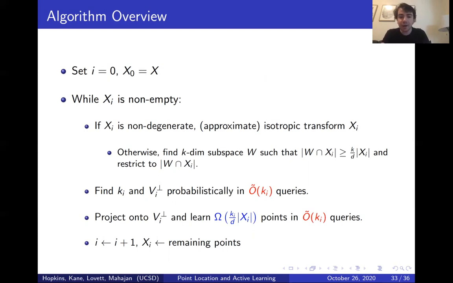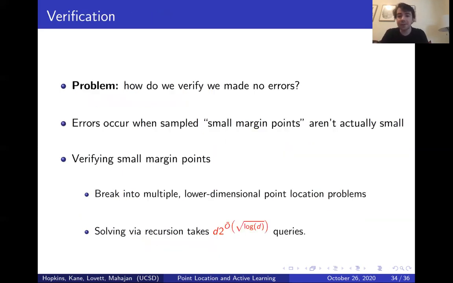Okay, so now you find some k_i and v_i for whatever your transformed set of points is, probabilistically using only O of k queries. And now we project onto v_i perp, and we learn a k over d fraction of x in only about O of k queries. So we get this coupling behavior where we couple the number of queries we make to the number of points that we learn. And now we just repeat until x_i has nothing left. And like I said before, this only takes about d log n queries. So we've solved the problem in the probabilistic regime.